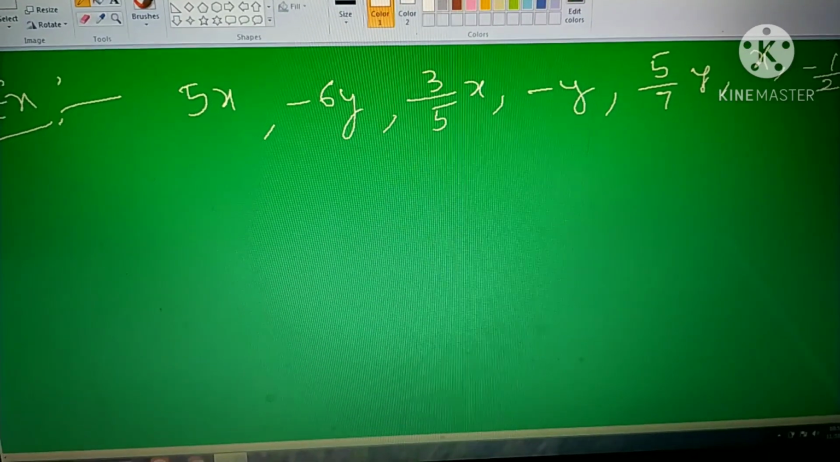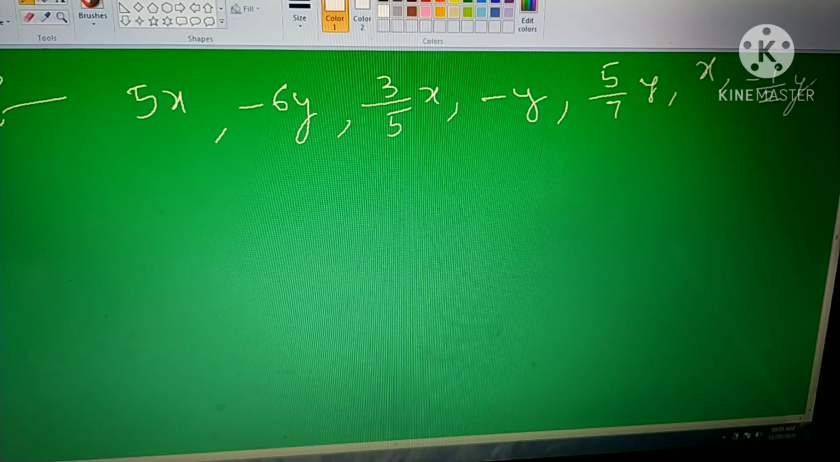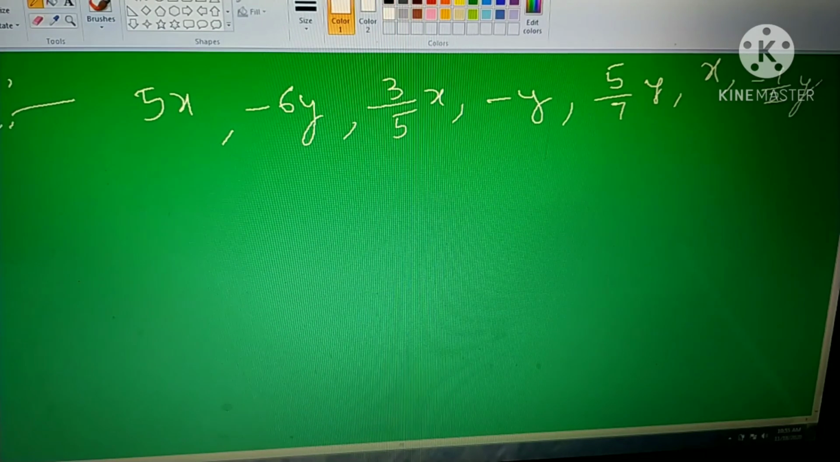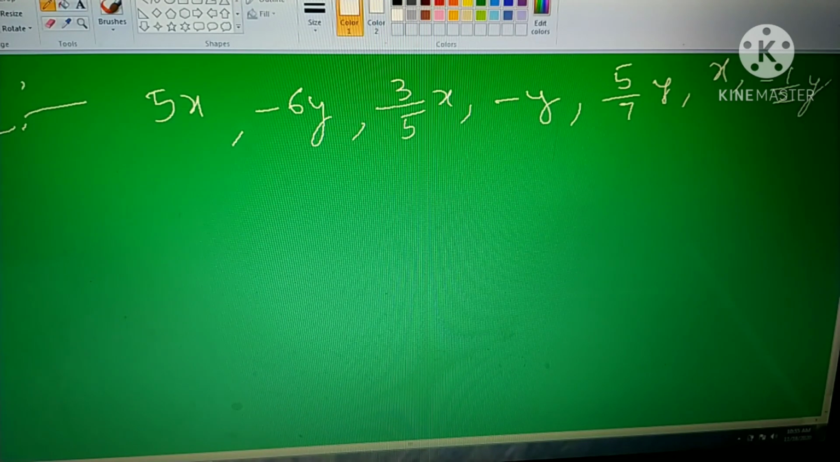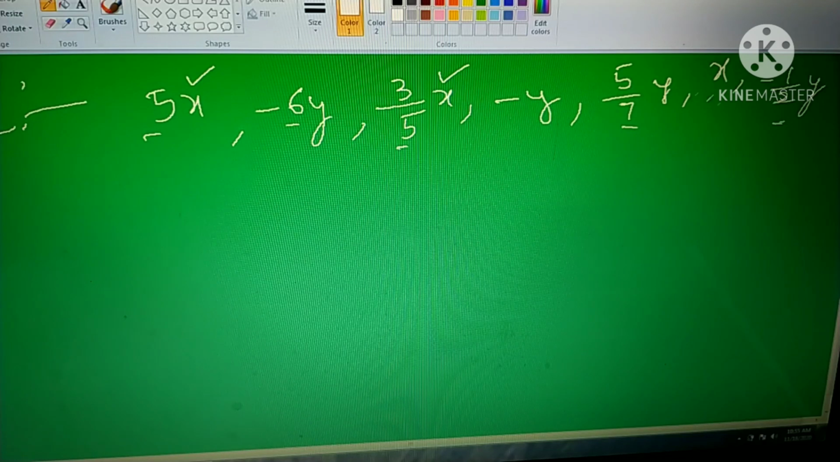So observe this example here. Here we have a group of terms: 5x, minus 6y, 3 by 5x, minus y, 5 by 7y, x, and the last one is minus 1 by 2y. So leave these numbers here. Just look for the common factors, the common variables. Here we have x. Any term having x here, this is x, this is also x. So these will come under like terms.